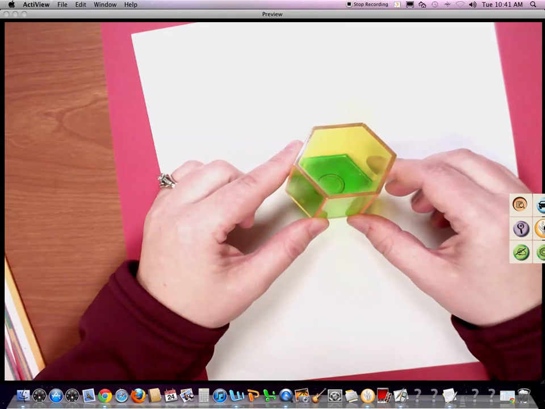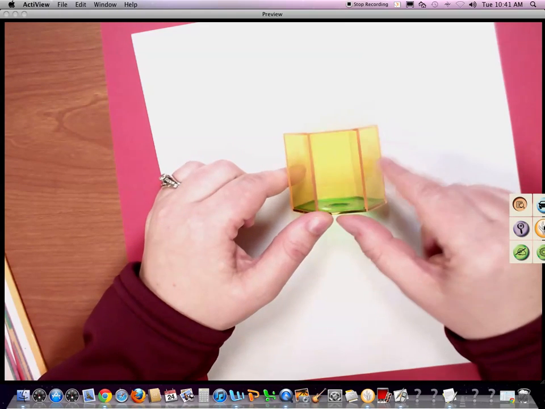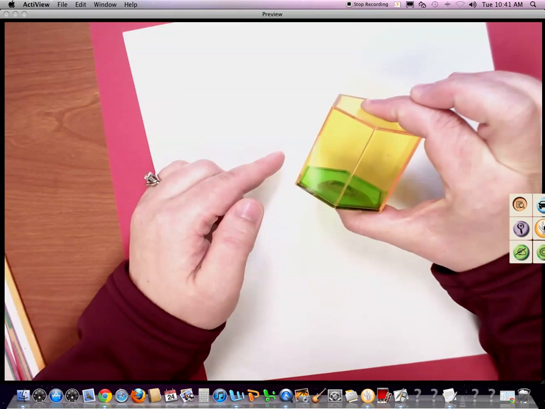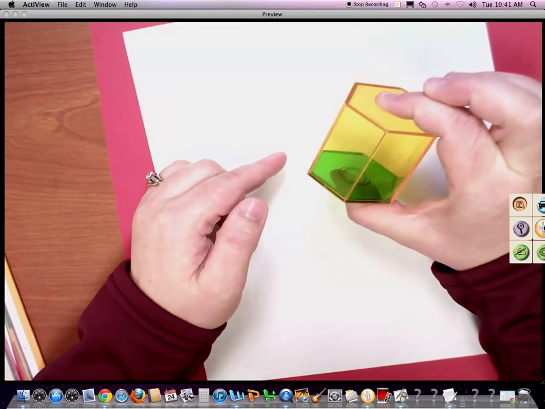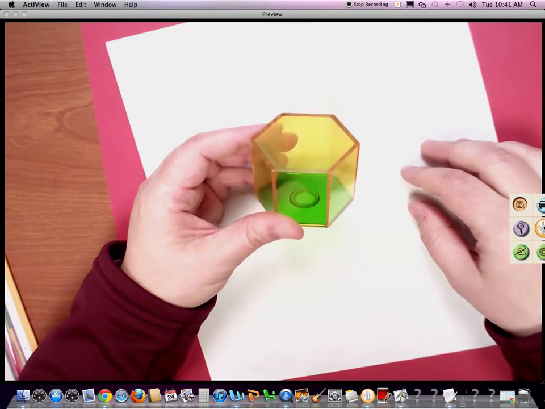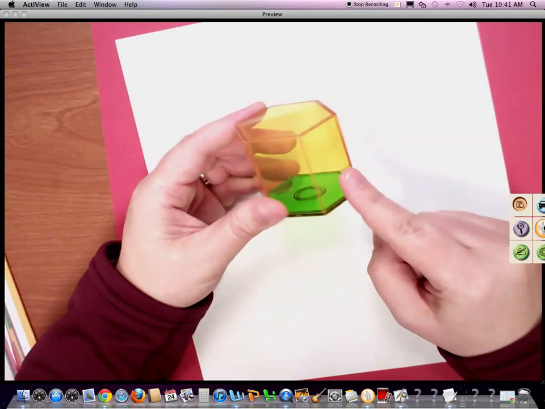Lateral area would just be the rectangles. Surface area is all the rectangles plus these bases. Surface is all the surfaces. Lateral, think of a lateral pass in football. It's on the side. You make a pass to the side. This is on the side as well.